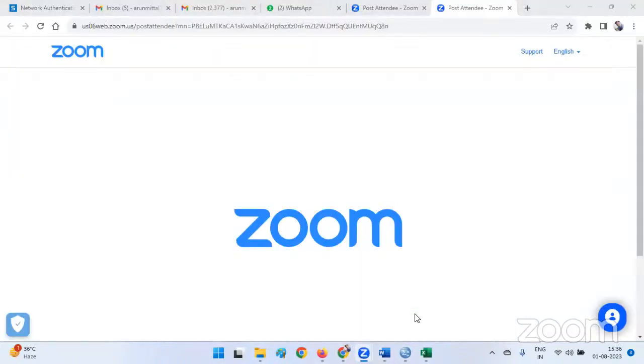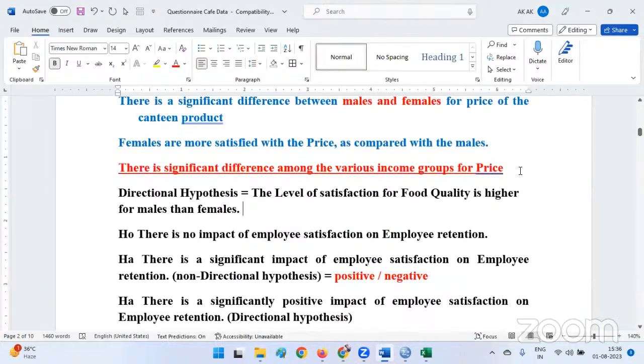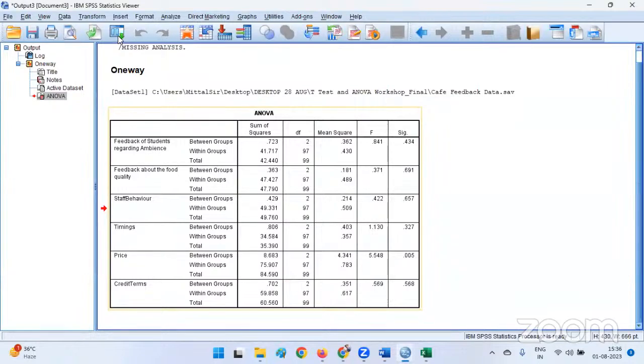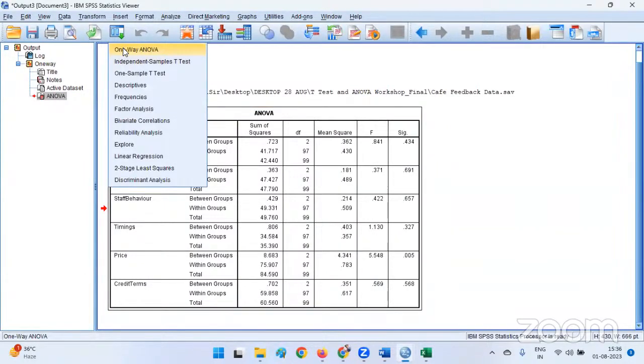Is my purpose fulfilled, or is there some issue in this? My purpose is not fulfilled. I want to know which group is more sensitive for price, whether low income group, high income group, or medium income group. So I want to know the difference. One way of knowing the difference is comparing the mean values.